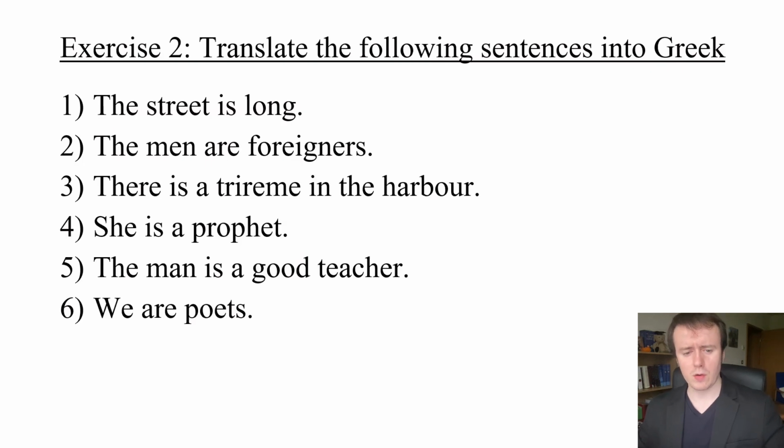Okay, let's now go on to exercise 2. For the first time in my course, I'm presenting you with an English to Greek exercise. Here are 6 English sentences for you to have a go at translating into ancient Greek. All of them use the verb to be in the present tense, and so both the subject of the verb to be and its complement need to go in the nominative case.